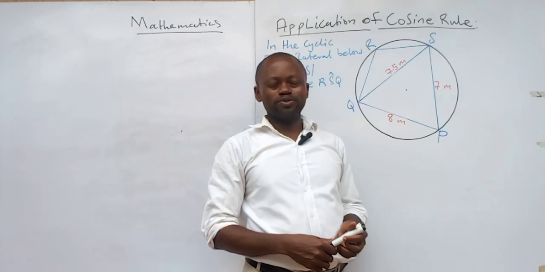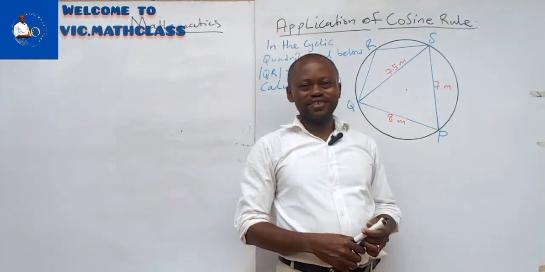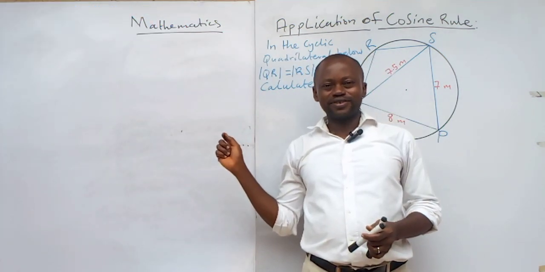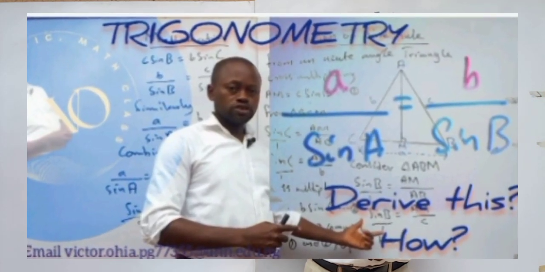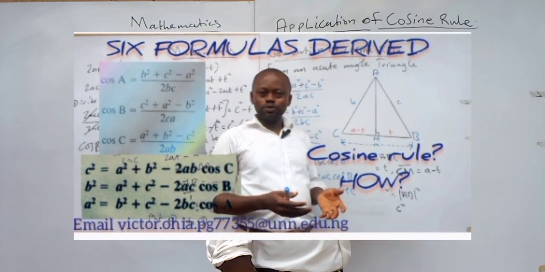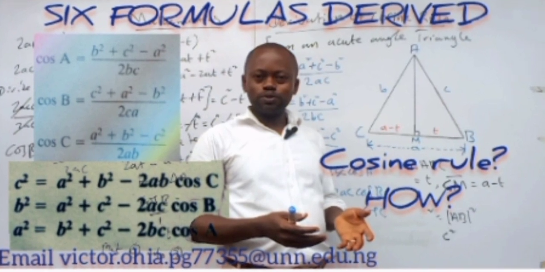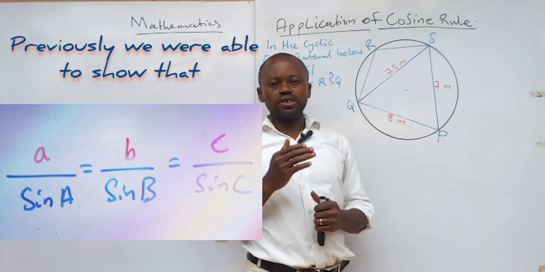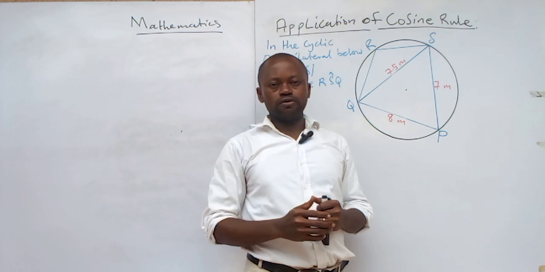Again, my name is Victor Digomo, and in this class, what we are going to be doing is applying the sine rule and the cosine rule derivation we have made in the previous classes to solve a problem like this, just like I promised us. If you were in the previous class with us, you saw how we were able to derive the sine rule and how we were able to derive the cosine rule.